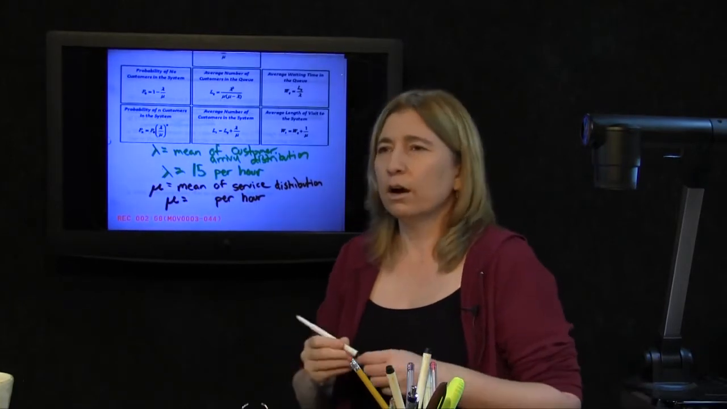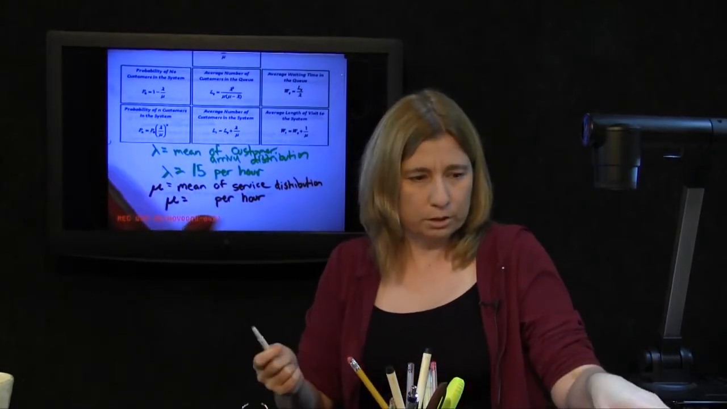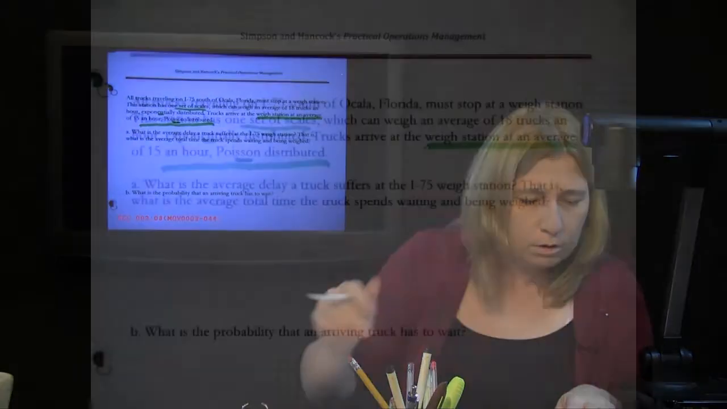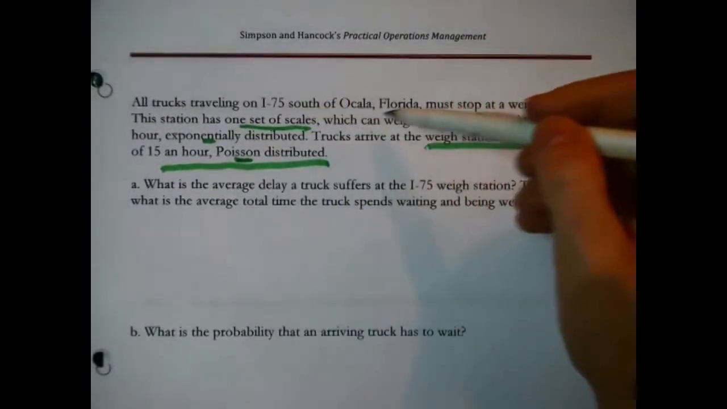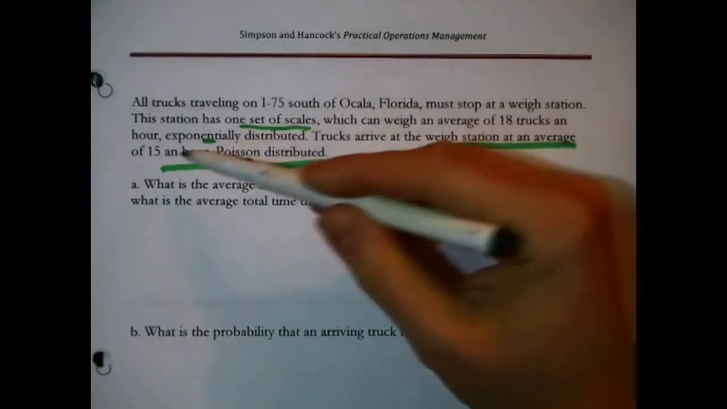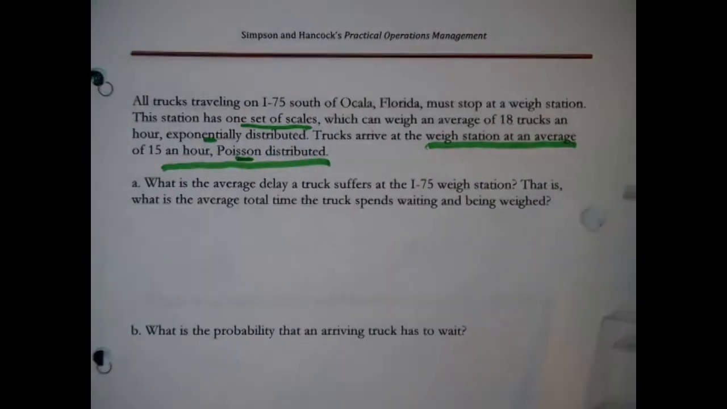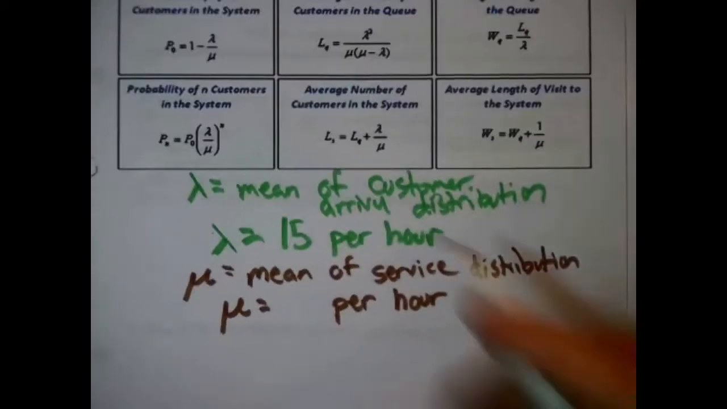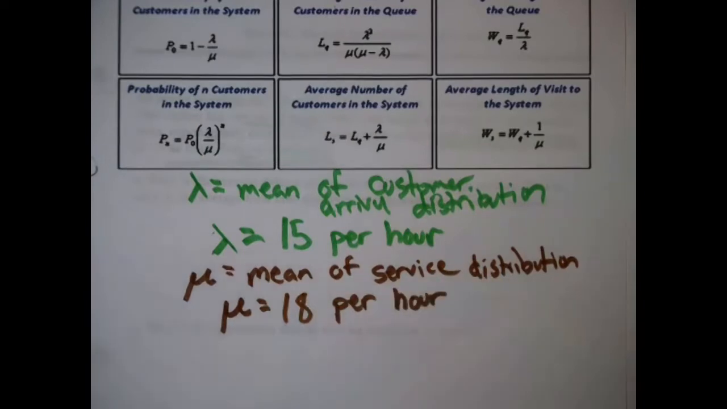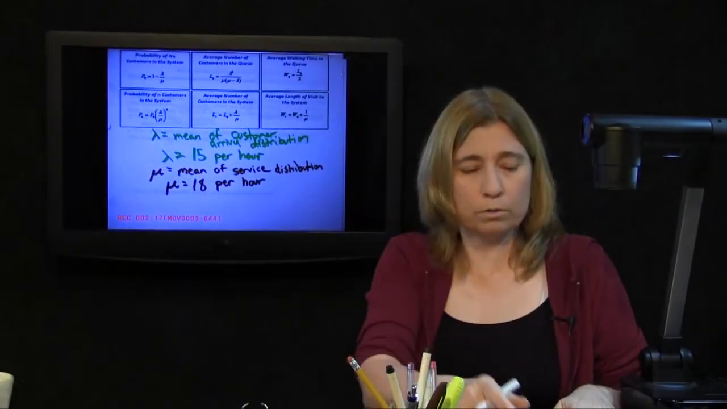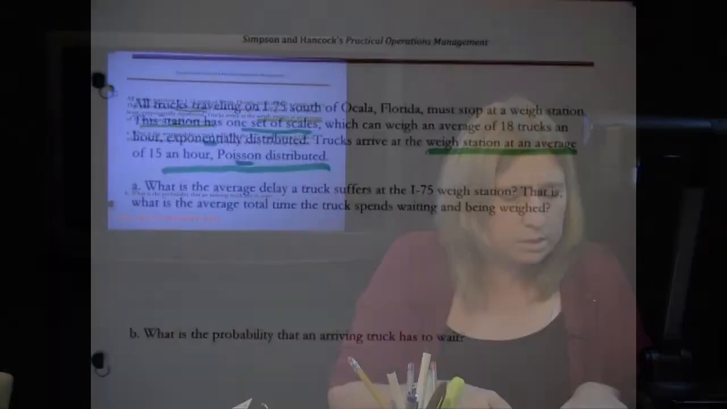I think that actually was in the paragraph. Yes, there's a single set of scales which can weigh an average of 18 trucks per hour. That is perfect. That is mu. Now we're all set to go to answer these questions. What were the questions? Let's see.